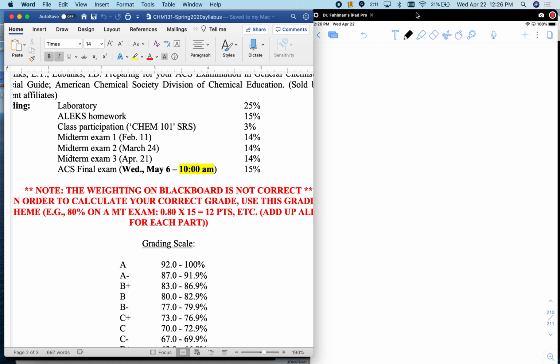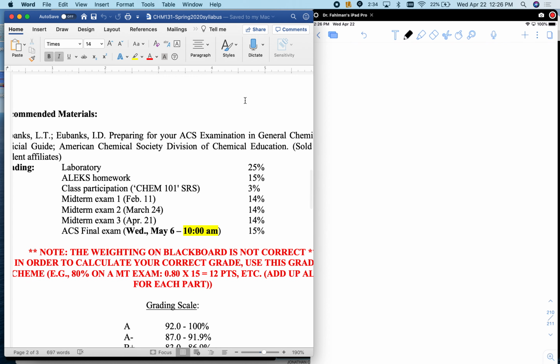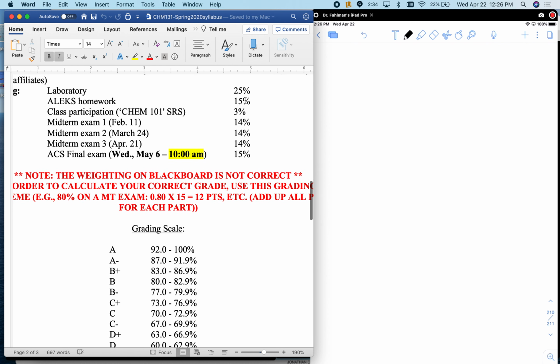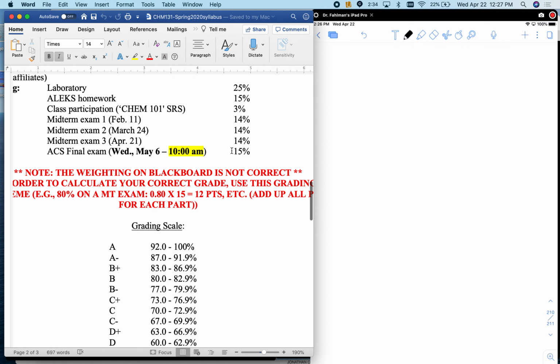Well, hello everybody. So I just want to take a few minutes and, in response to a few emails I'm getting, just tell you how to calculate your final grade, or I guess grade at the moment. We haven't taken the final exam yet, so just as it stands right now. So this is from the syllabus that I posted on Blackboard, so you can have a look at that. And I give the different percentages for each of the components of the class.